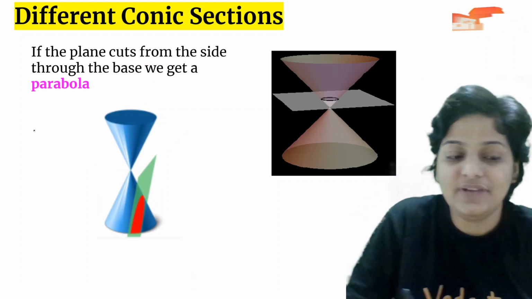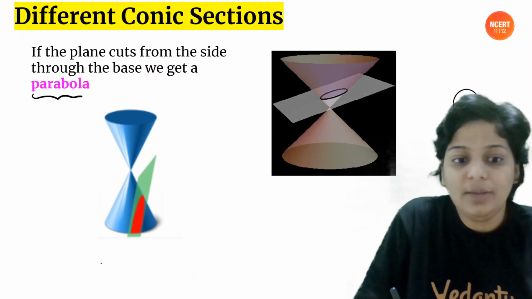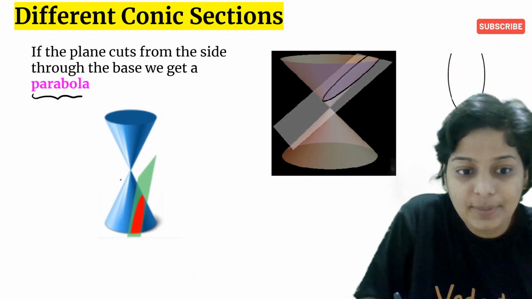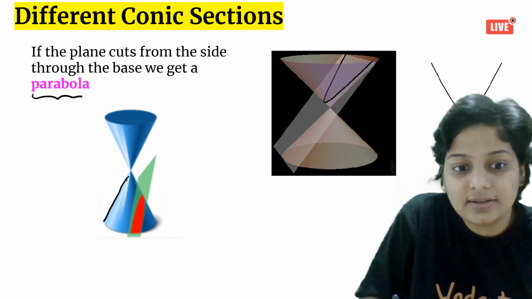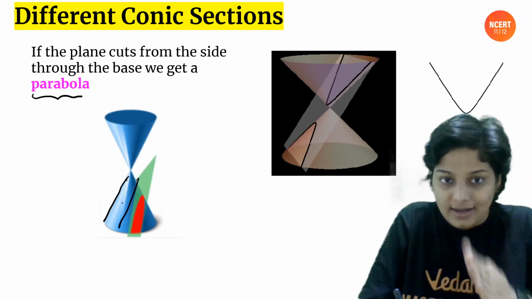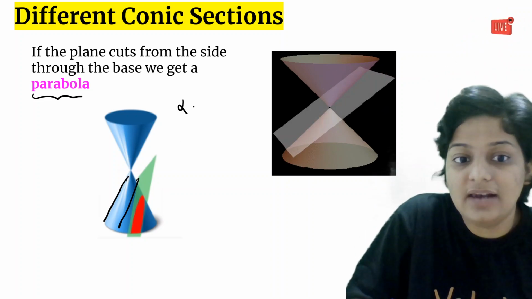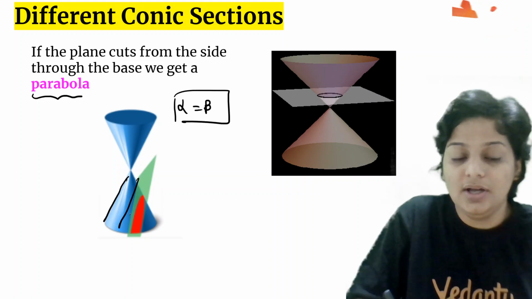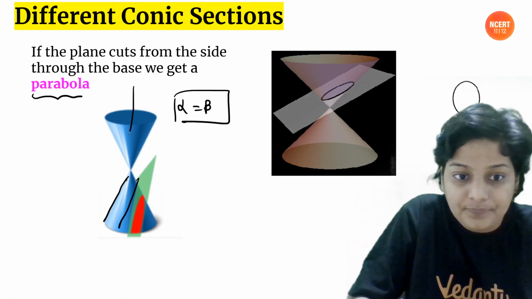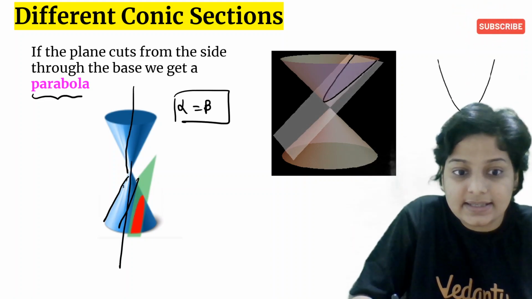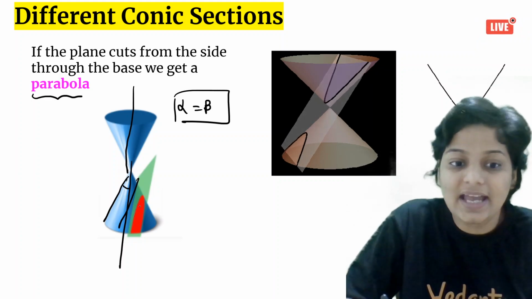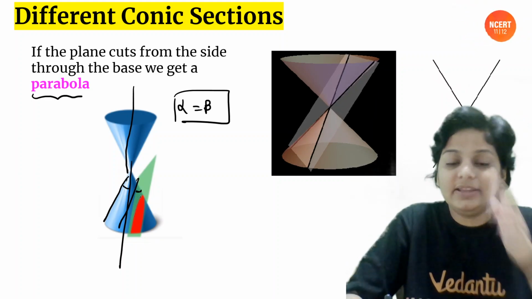Moving on to the next figure which is parabola. parabola में देखिए, can you see the plane and this, the plane and the generator are parallel to each other, which means your alpha and beta are equal. Whatever is the angle alpha, the angle between the axis and the generator is the same angle between the plane and the generator.